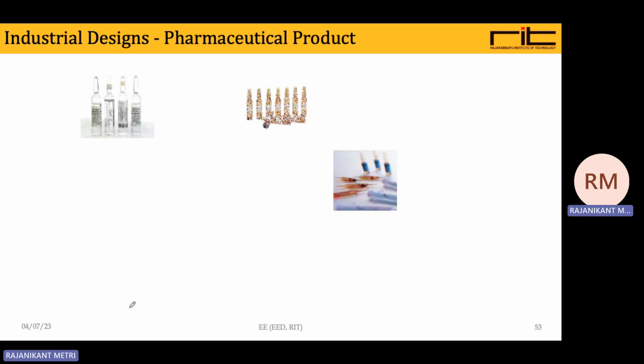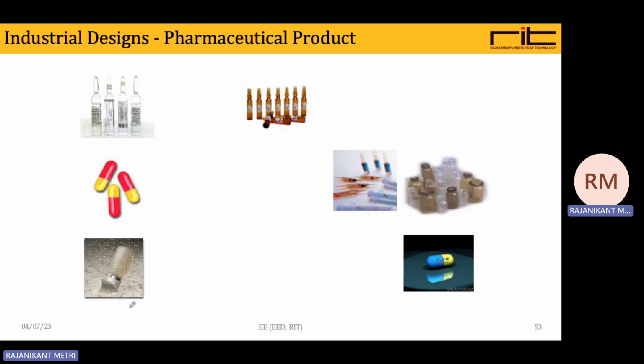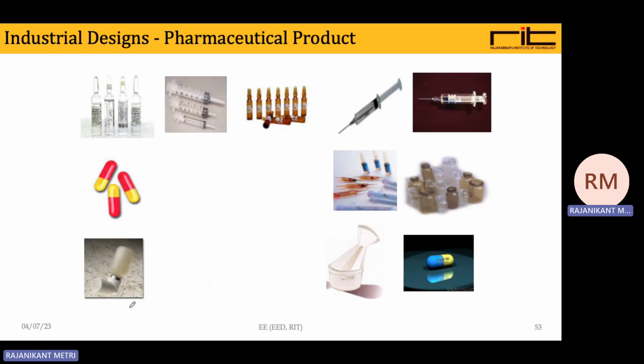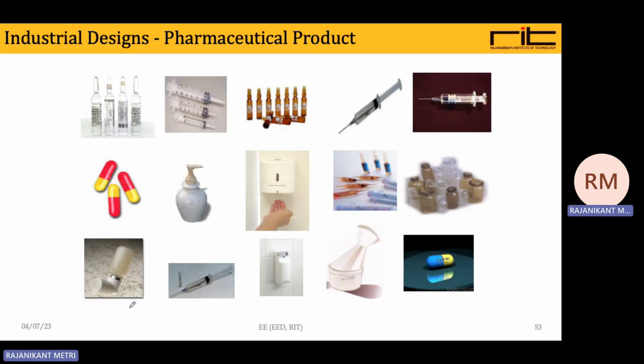Then there are some industrial designs which come under pharmaceutical products like syringe, tablets, saline bottles or medicine bottles, then dispensers. So all these have industrial design which comes under the pharmaceutical category.